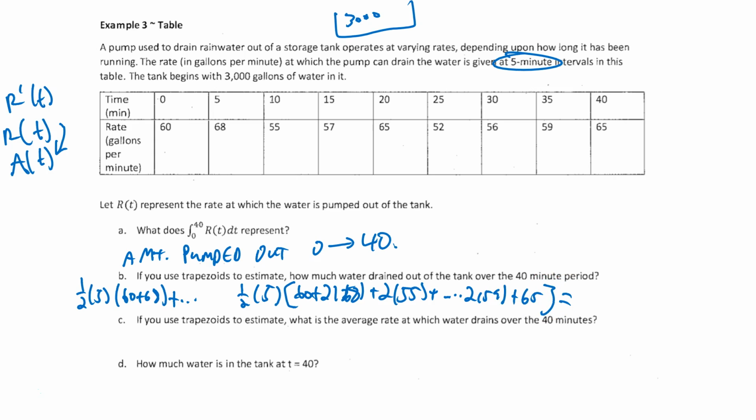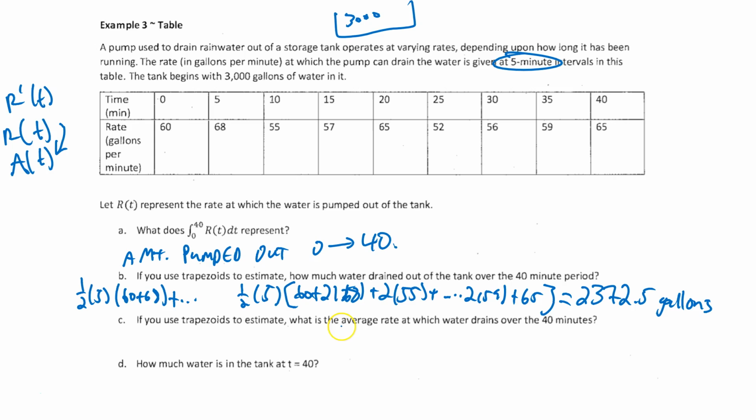And I threw that into my calculator, and I got a final answer of 2,372.5 gallons. So that's how much water was pumped out of the tank using trapezoids. It's not exact because we only have those 5-minute intervals, but it's going to be close.